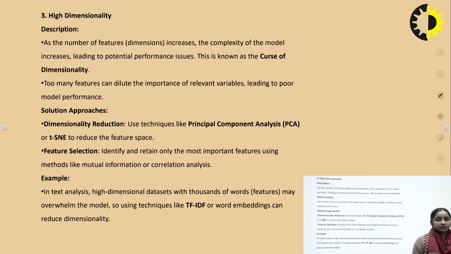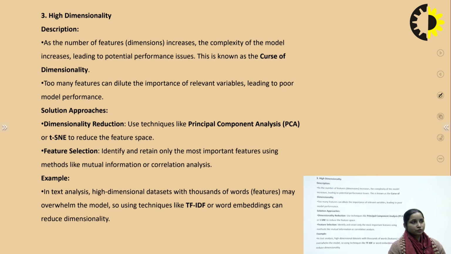And third issue is high dimensionality. As the number of features or dimensions increases, the complexity of the model increases, leading to the potential performance issues. This is also known as curse of dimensionality. So too many features can dilute the importance of the relevant variables, leading to the poor model performance.